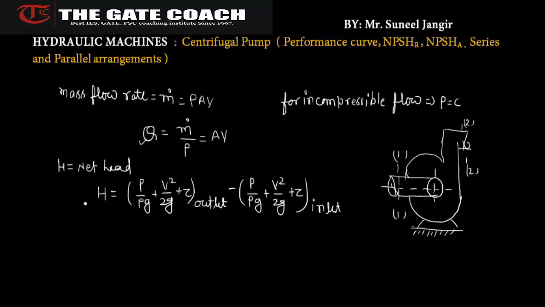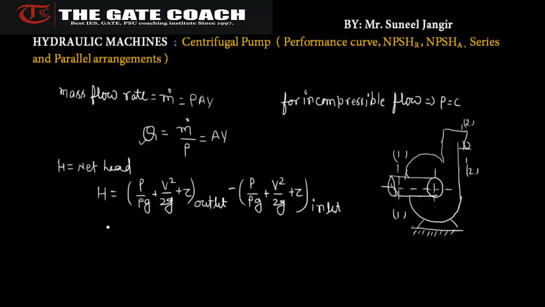So this is another performance parameter. First we defined the mass flow rate, and for incompressible flow we defined the performance parameter as discharge or flow rate, which is the volume flow rate. The next parameter we defined is the net head, H, equal to the Bernoulli head at the outlet minus the Bernoulli head at the inlet. So these are the performance parameters.